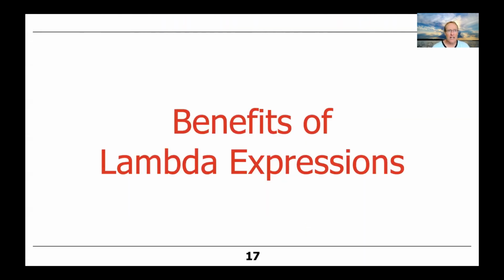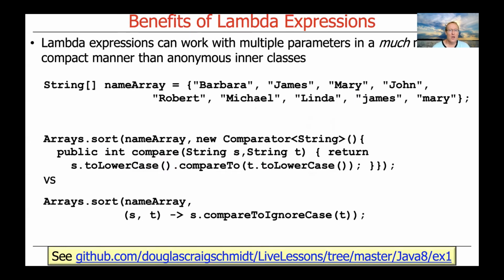Okay, so now that I've given you an overview of Lambda expressions, let's summarize some of the benefits. What do they buy you? One thing you can do with Lambda expressions, which I hinted at before, but we'll learn more about now, is you can work with multiple parameters in a much more compact and concise manner than by trying to use anonymous inner classes, which are usually our straw person whipping post to demonstrate why you should not use the old school way of doing Java, but instead use the new version.